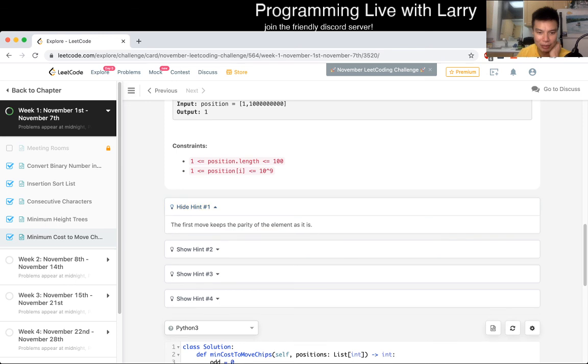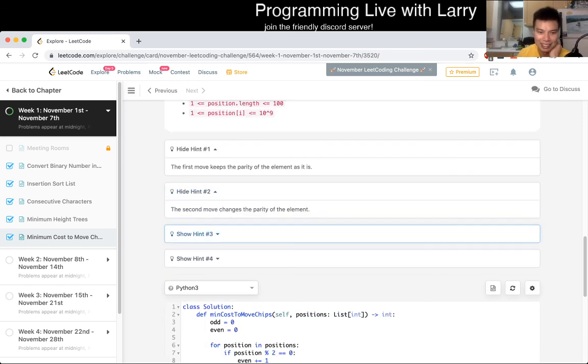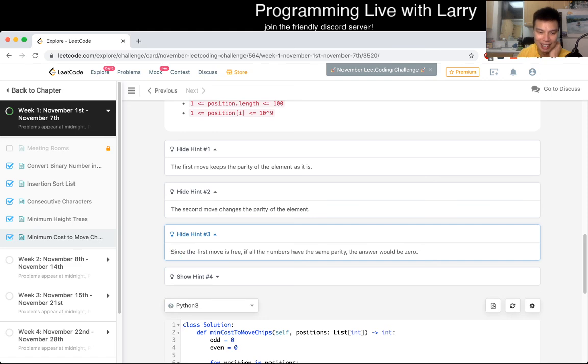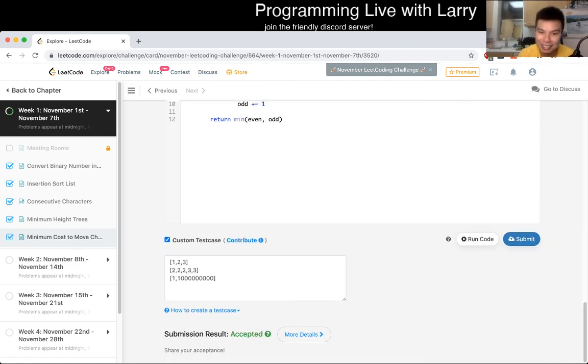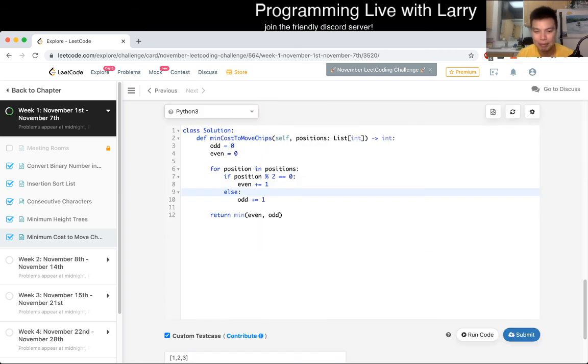Let's look at the hints. The first is the same parity move, that's what we did. I don't know why they need 4 hints for this. It's pretty obvious. But yeah.